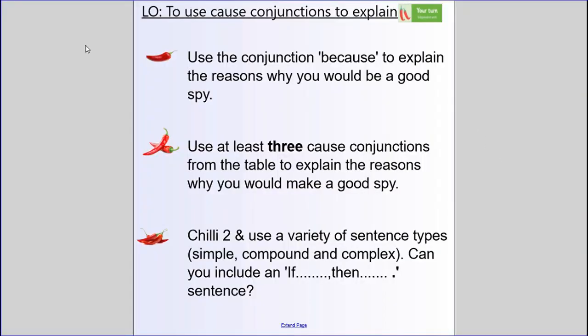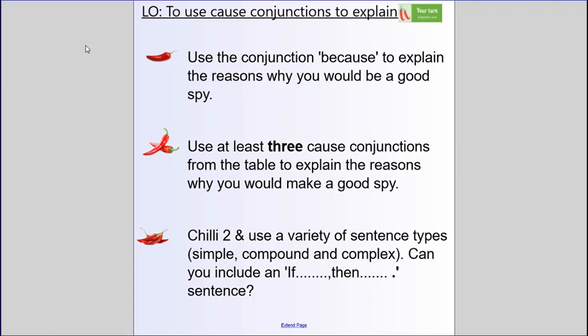So now it's your turn. So here are your chilies. So the LO, don't forget, is to use cause conjunctions to explain. So chili 1, you're going to try and use the conjunction because to explain the reasons why you would be a good spy. Chili 2, you're going to use at least 3 cause conjunctions from the table.